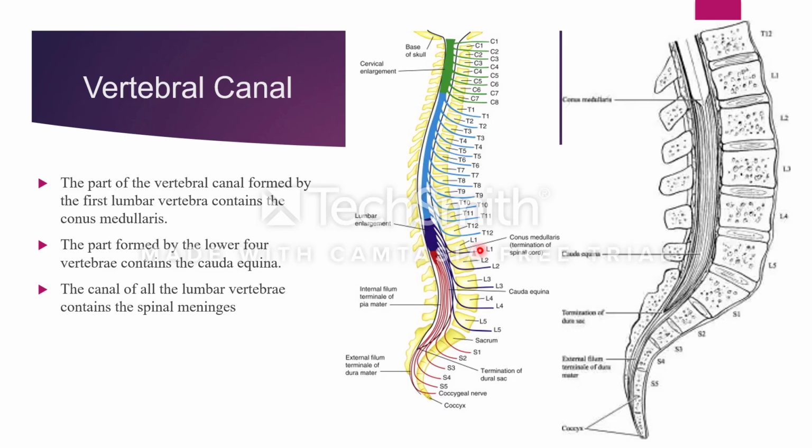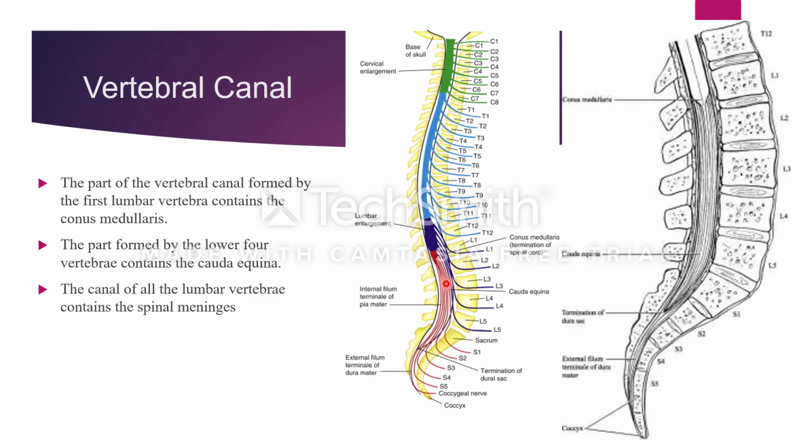Then the part formed by the lower four lumbar vertebrae, L2, L3, L4 and L5. What is present here in the vertebral canal? Here there is the cauda equina. See here, this is the cauda equina. What is cauda equina? Cauda equina means horse tail. It is just like a horse tail: all the spinal nerves are present here, coming out from the spinal cord and gathering together as the horse tail.